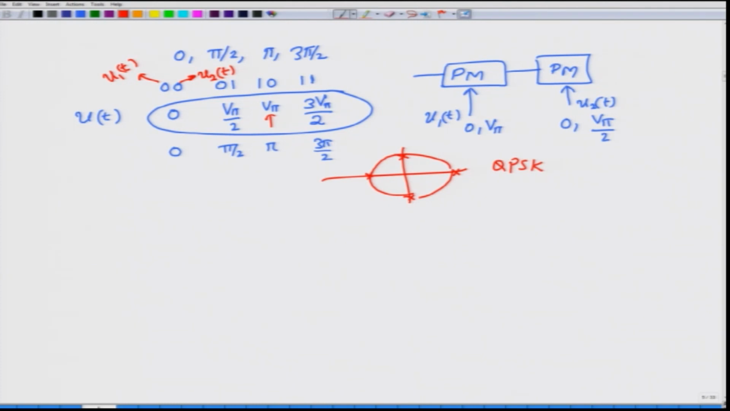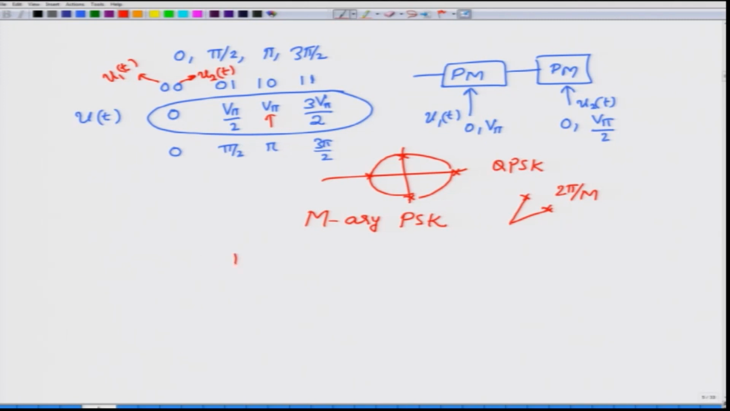By cascading multiple such modulators, you can actually generate even more phase shifts, or by utilizing multi-level electrical signals, you can also generate more phase states, and in general you can implement M-ary phase shift keying signals, in which the constellation points will be separated by an angle of 2 pi by M, where M is usually an even number, a multiple of 2. Okay, this was about the phase modulator.